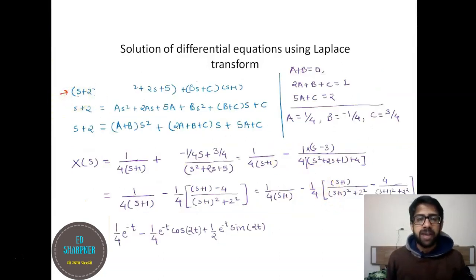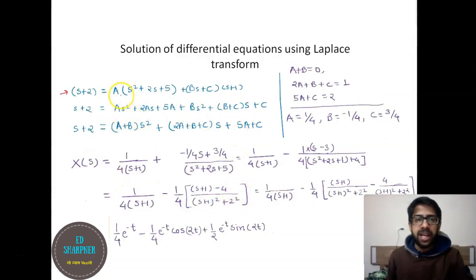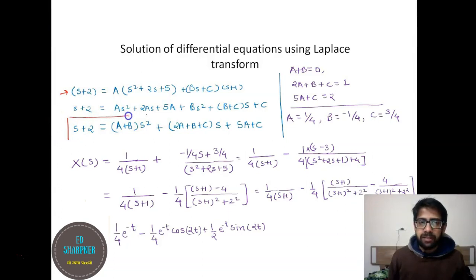So this is the partial fraction expansion. When you multiply both sides of this particular term by s square plus 2s plus 5 into s plus 1, on the left hand side you get s plus 2, and on the right hand side you will get a into s square plus 2s plus 5 plus bs plus c into s plus 1. Now if you multiply on the right hand side with the unknowns, you are going to get this function ultimately when you solve.